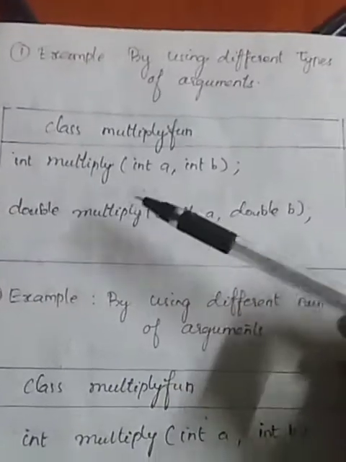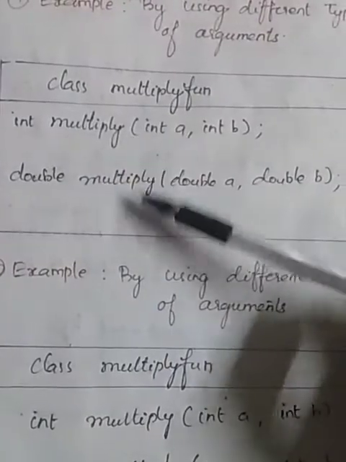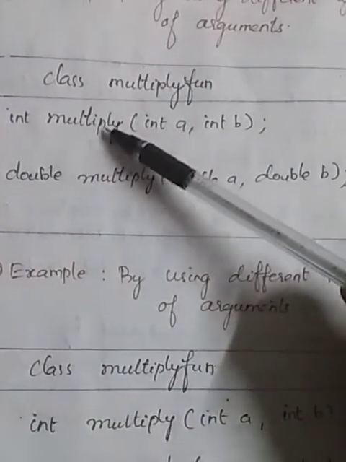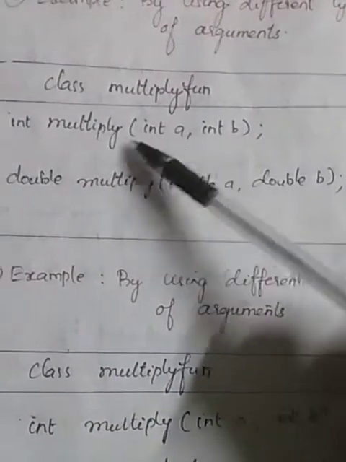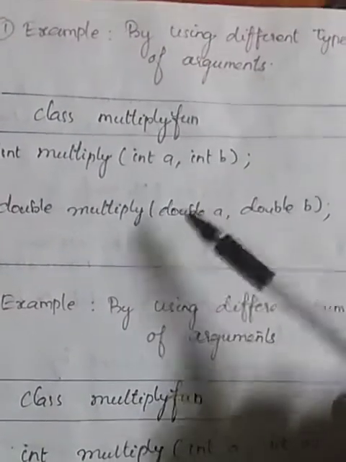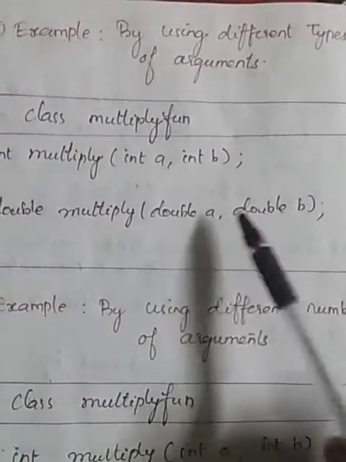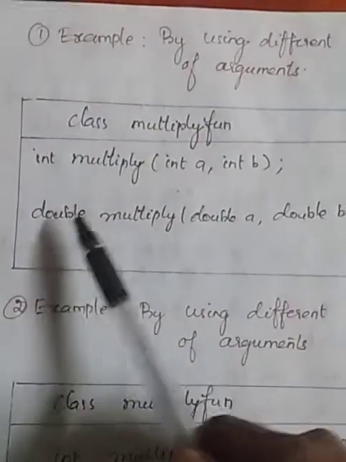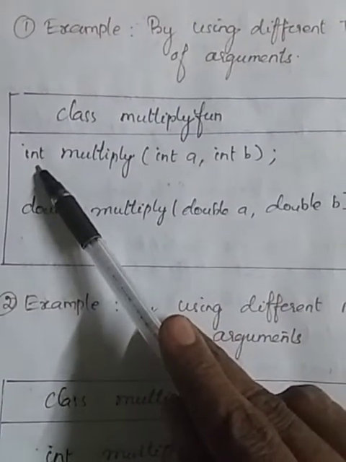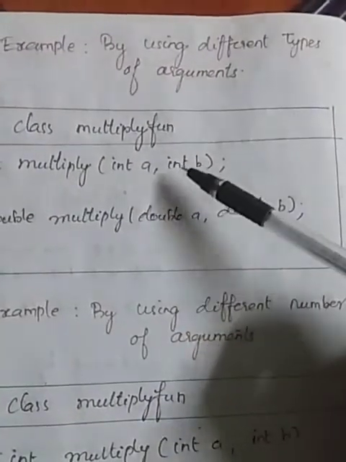Here, multiply fun is a class name. In this class we have two functions, both named multiply. This function multiplies two integers, and this function finds the product of two double values. So it returns a double as a result, and this function returns an integer as a result. Here the only common thing is the same name, but the types of arguments differ.